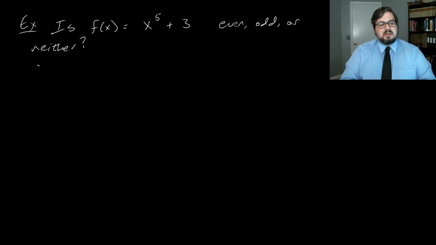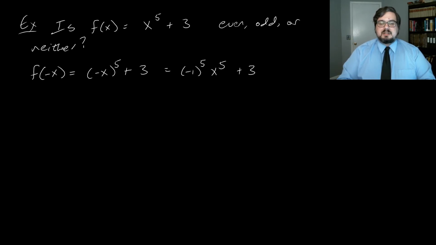And let's see. We're going to take f of negative x and we're going to see what we get. So here we'll get negative x to the fifth plus 3. Now negative x to the fifth is the same as negative 1 to the fifth times x to the fifth plus 3. And negative 1 to the fifth is equal to negative 1. So we get negative x to the fifth plus 3.